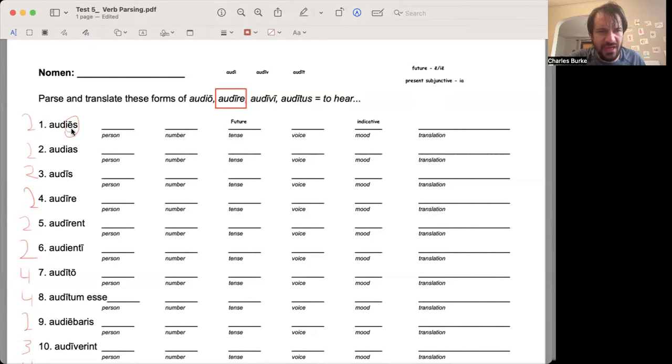Now, the voice is active. For the present, imperfect, and future tenses, the voice will just be determined by the ending. So if it were ris, it would be passive, but with an S, it's active. And then that S is your second person singular ending. So second, singular. With all that information, I can translate it: you will hear.